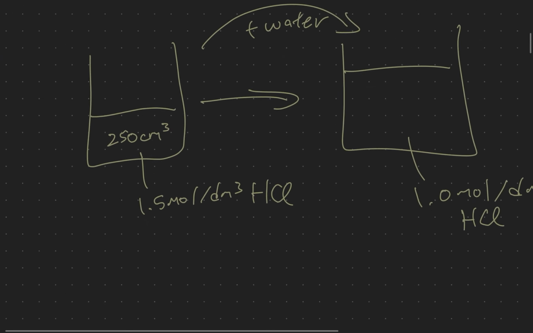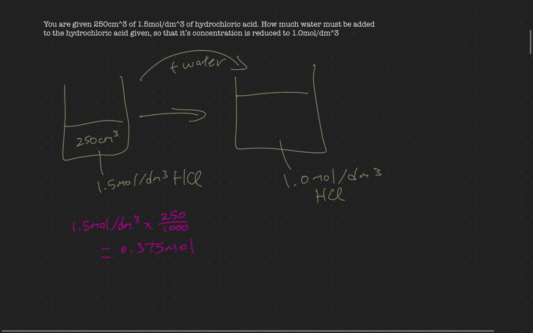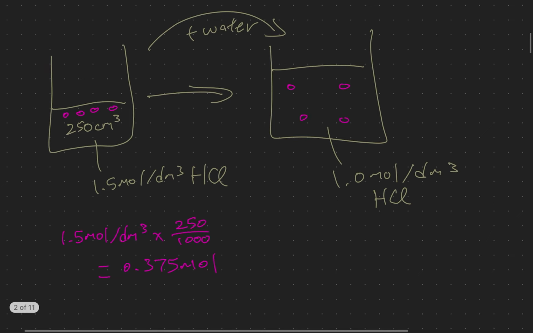So first things first, I'm going to find out how many moles I even have in 1.5 mole per dm³. So therefore, it is 1.5 mole per dm³ times 250 over 1000, which will give me 0.375 moles. Okay, now when I add water, the number of moles actually doesn't change. Let's say, for example, I have 4 moles in this solution. Even if I add water, the whole solution will still only have 4 moles. So the amount of moles does not change when I dilute the solution.